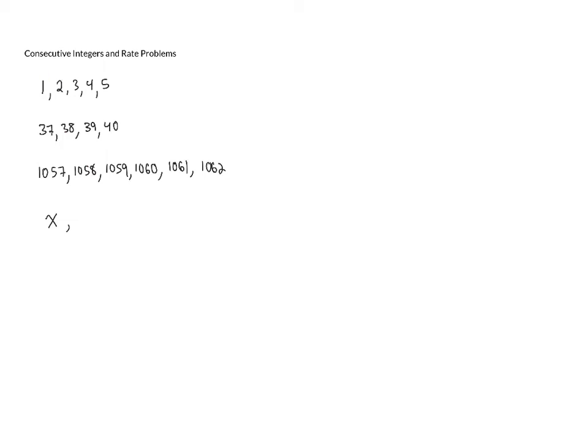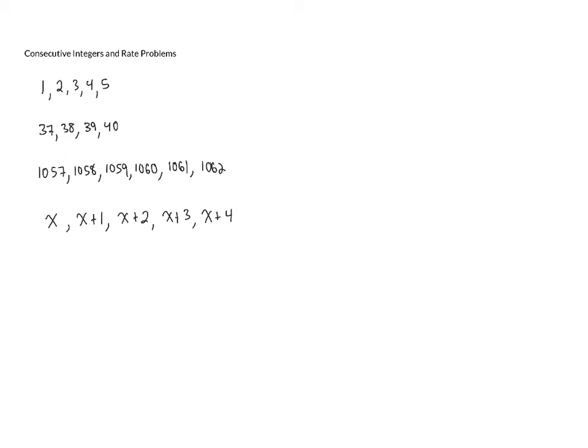To get from 1 to 2, or 37 to 38, or 1057 to 1058, what we need to do is add 1 to the first number. 1 plus 1 is 2, 37 plus 1 is 38, 1057 plus 1 is 1058, and then x plus 1 is just x plus 1. Then to get to the next integer, we have to add 1 again. x plus 1 is going to be x plus 2. And then the next one is x plus 3. And if we keep going, x plus 4, etc.